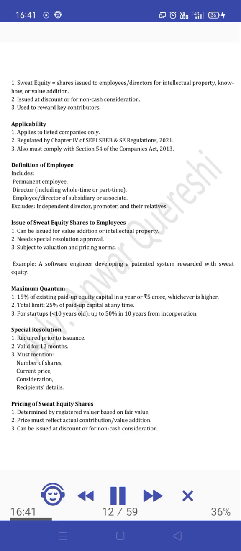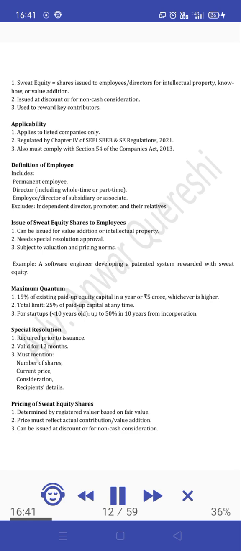Applicability. 1. Applies to listed companies only. 2. Regulated by Chapter 4 of SEBI SBEB and SE Regulations, 2021. 3. Also must comply with Section 54 of the Companies Act, 2013. Definition of employee includes permanent employee, director including whole-time or part-time, employee or director of subsidiary or associate. Excludes independent director, promoter, and their relatives.